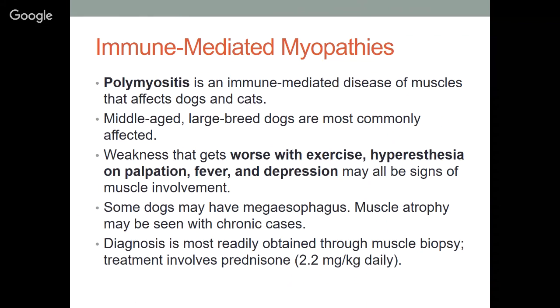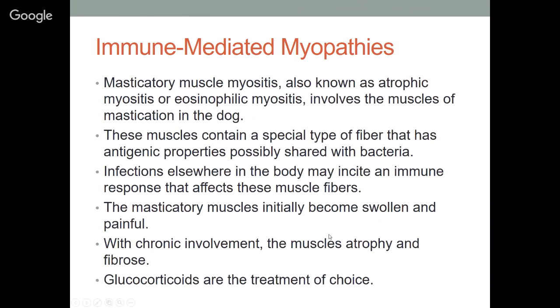Some of these dogs may also have megaesophagus, so an enlarged esophagus because the muscle is not contracting, so it dilates, and then muscle atrophy when we see chronic cases. Diagnosis is most readily obtained through a muscle biopsy, and the treatment involves giving prednisone, an immunosuppressive dose of prednisone.